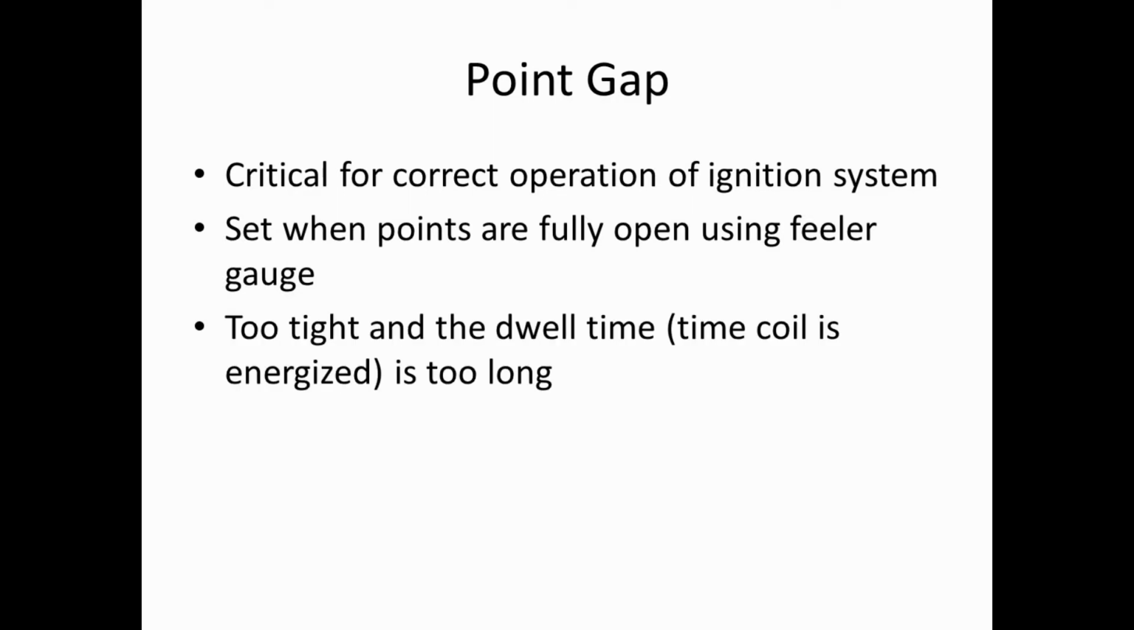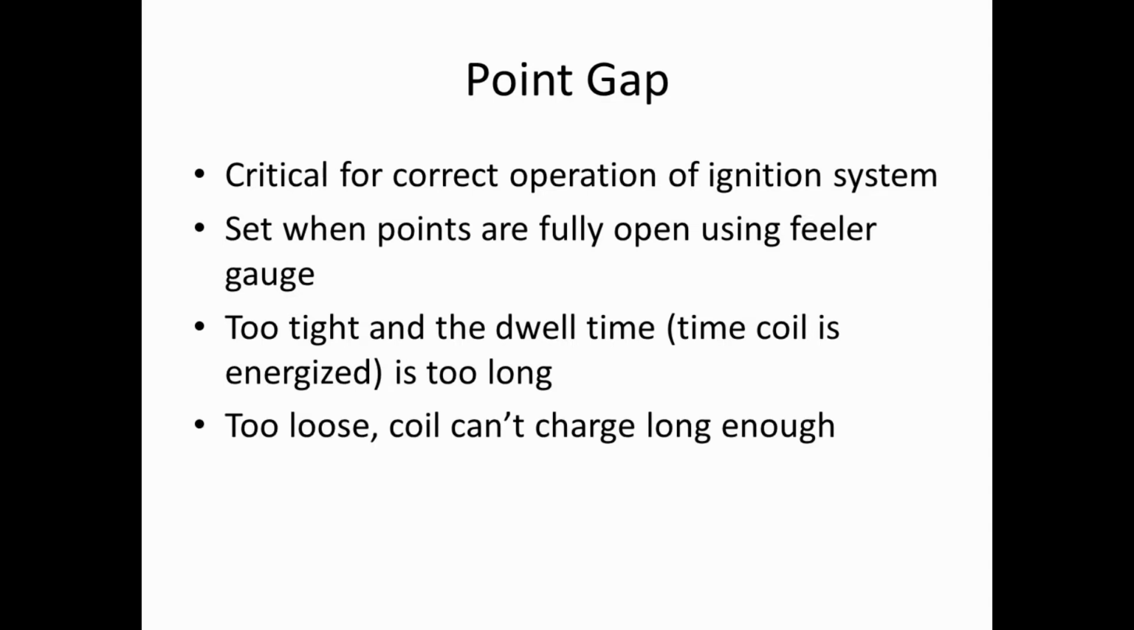If it's too tight, the dwell time, which is the time that the coil is energized, is very long. If it's too loose, or the point gap is too large, the coil doesn't charge long enough, resulting in a weak spark. So, the dwell angle.